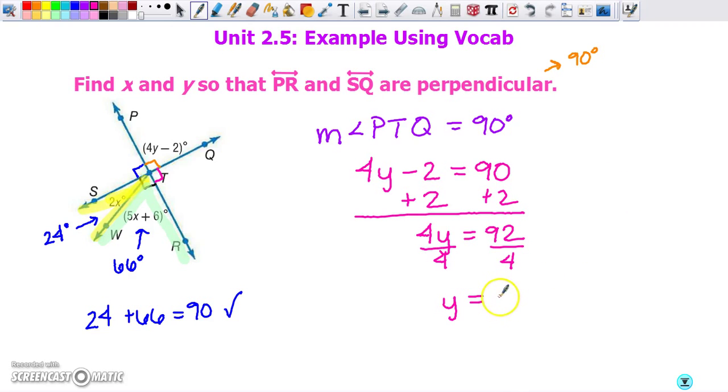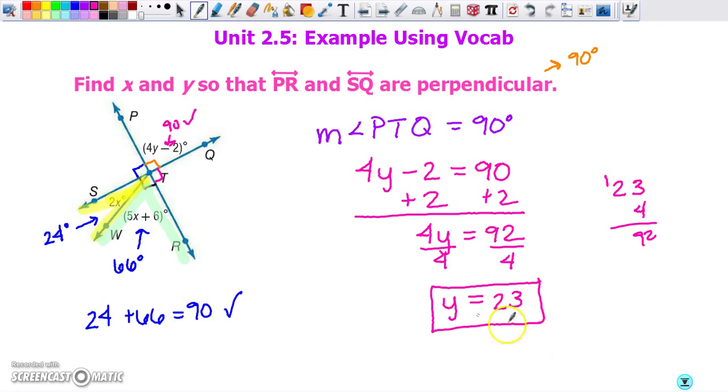And we end up getting y equals 23, I believe. All right, I gotta check it again. 12, carry the 1, 8, 9. Yep, so 23. And again, we could plug it back in here. 4 times 23 is 92, and 92 minus 2 is 90. So that does in fact check out to give you y is 23. So those are your angles.